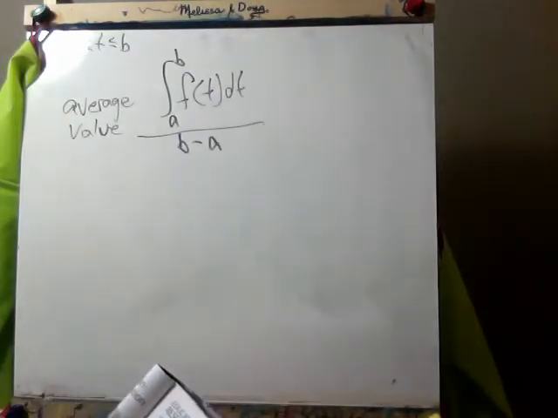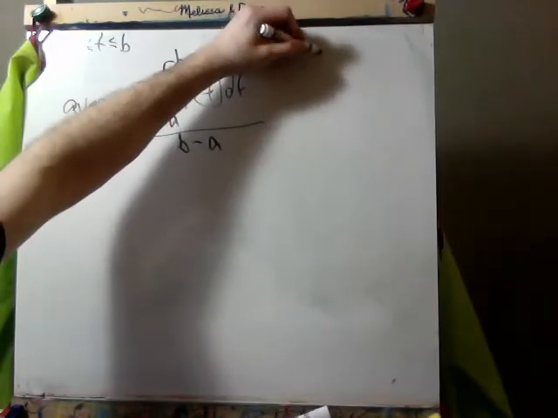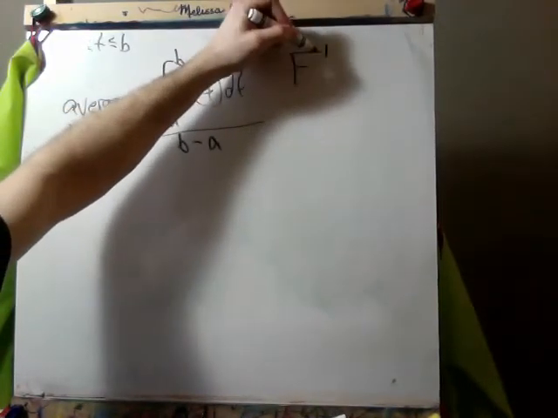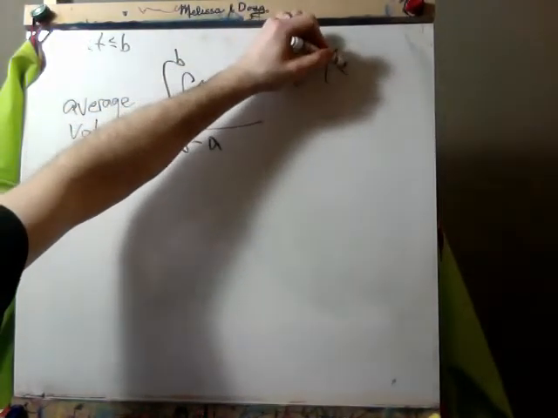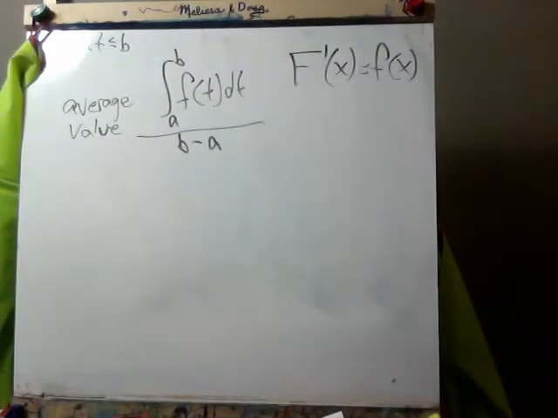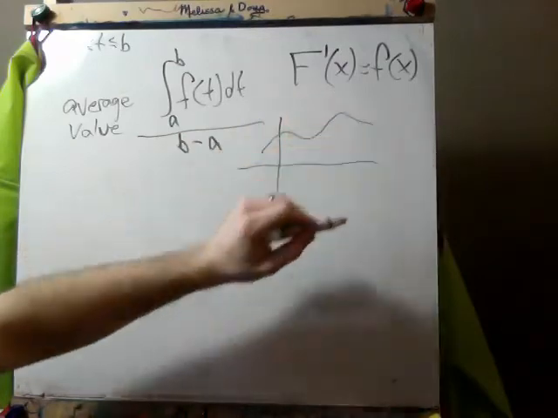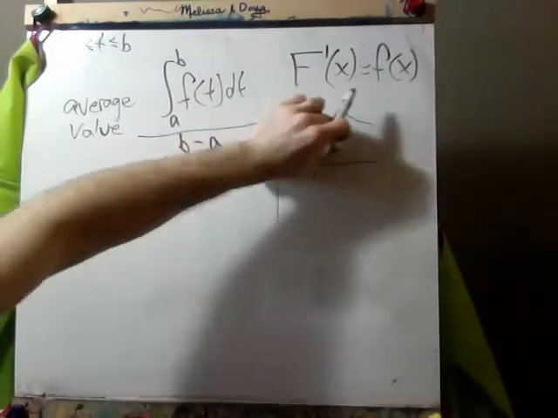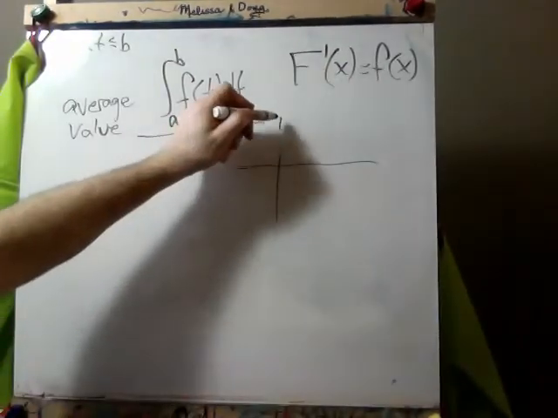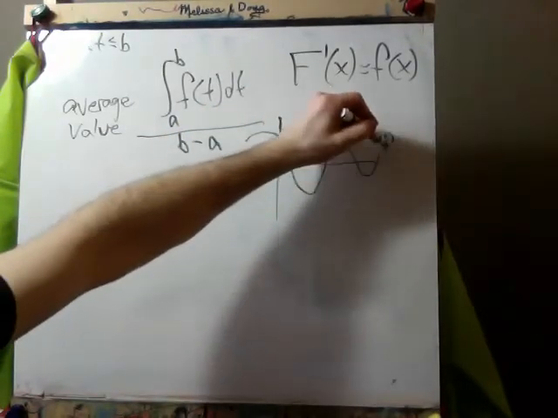And then, related to what we were talking about before, we're using the notion that if you take the derivative of big F, you get little f. So say I have a graph of a function f of x. Let me make it do something a little different. Say it goes like this. This is little f of x.